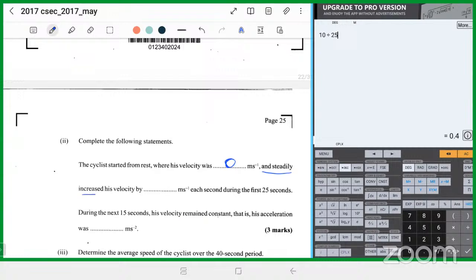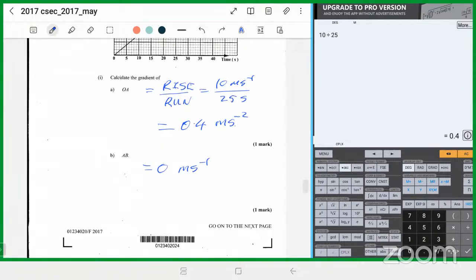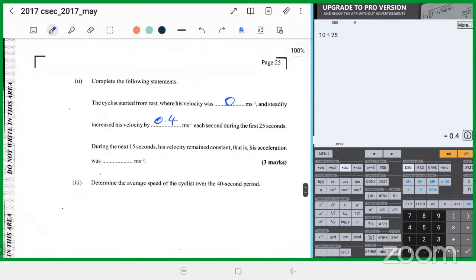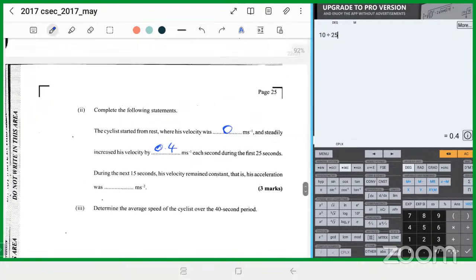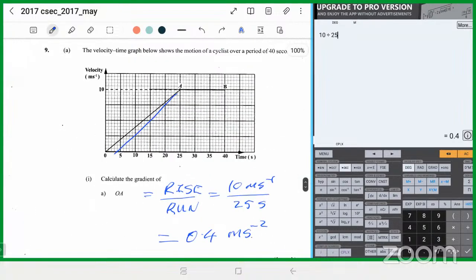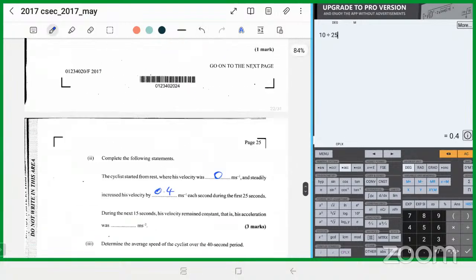And steadily increases speed by how many meters per second per second? That's the acceleration. That's the 0.4. 0.4 is how fast he's increasing his speed. So it increases speed at 0.4 meters per second every second, for each second during the first 25 seconds. That acceleration is how fast he's increasing his speed. That's the value that we calculated here. So it's 0.4 meters per second per second.